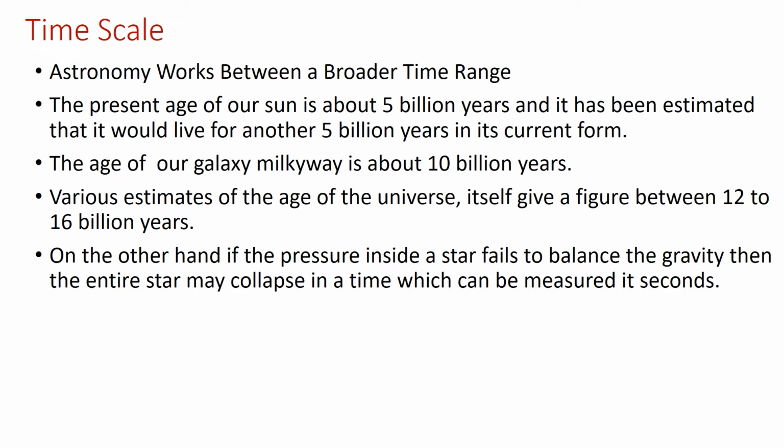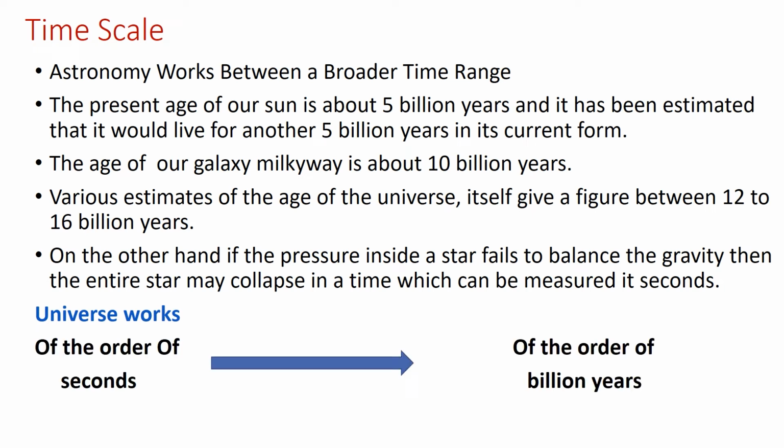On the other hand, if the pressure inside a star fails to balance the gravity, then the entire star may collapse in a time which can be measured in seconds. That is the supernova explosion. So there are various processes in our universe which require time of the order of seconds, and also various phenomena which occur over billions of years. So the range in which our universe works is a fraction of a second to billions of years.